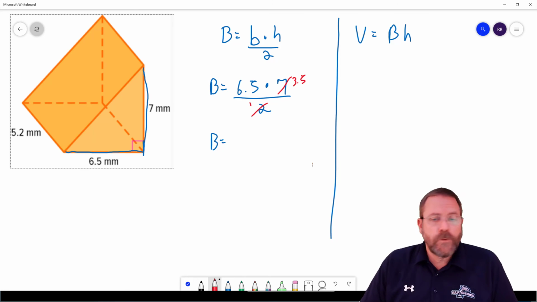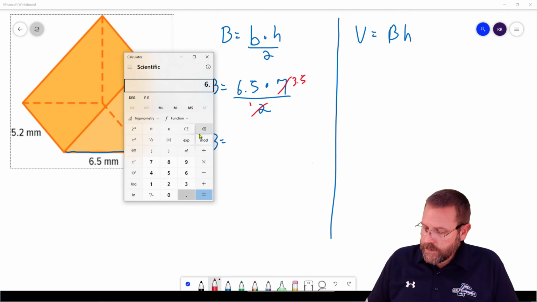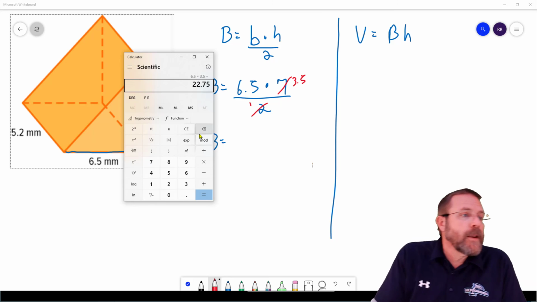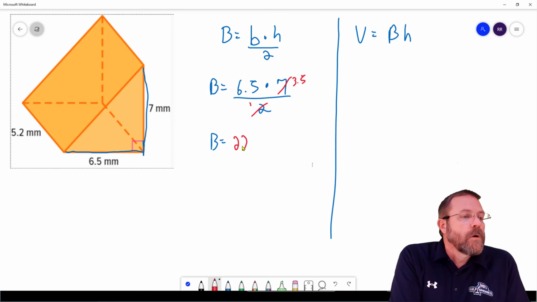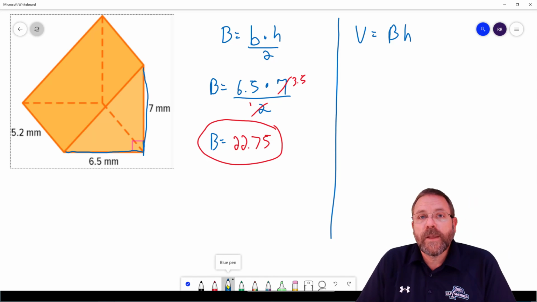Now all I have to do is that last little piece of multiplication. So I'm going to take my 6.5 times my 3.5. It's over 1, so it's just going to be that answer, 22.75, and that is going to end up being my base area, or the area of the triangular bases.